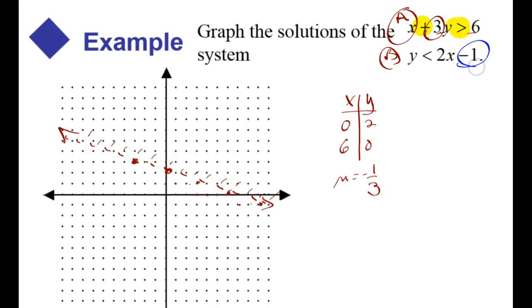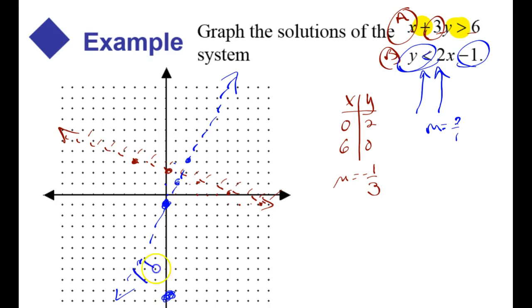My second line, I'll have a start value at -1. And then I'll do a slope of 2 over 1. So rising 2 and running 1. Rise 2, run 1. I'll fill up the graph with a dotted line again. And looking at the blue, I need to shade below, because it's less than. So I need to shade down here. So alligator teeth in this direction.